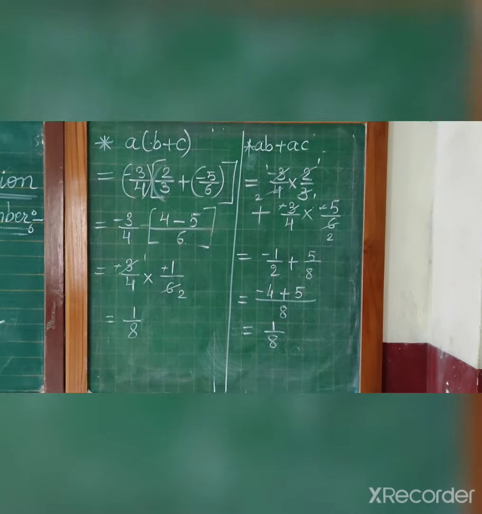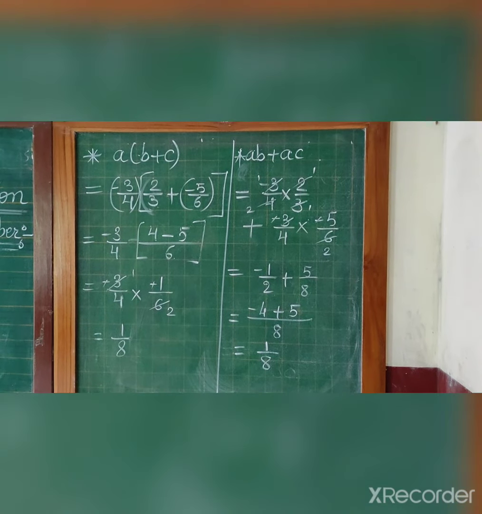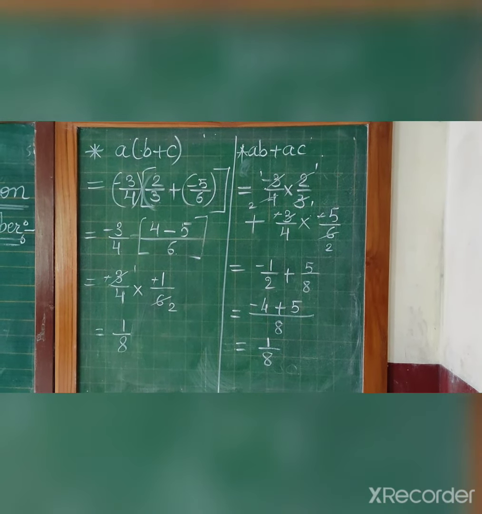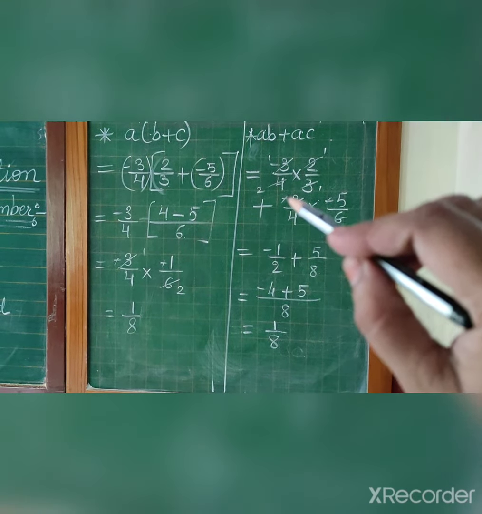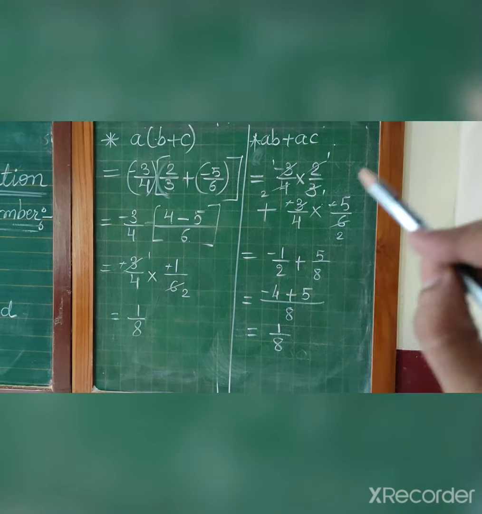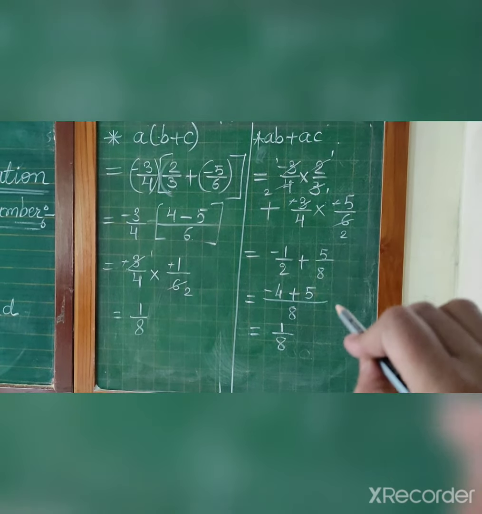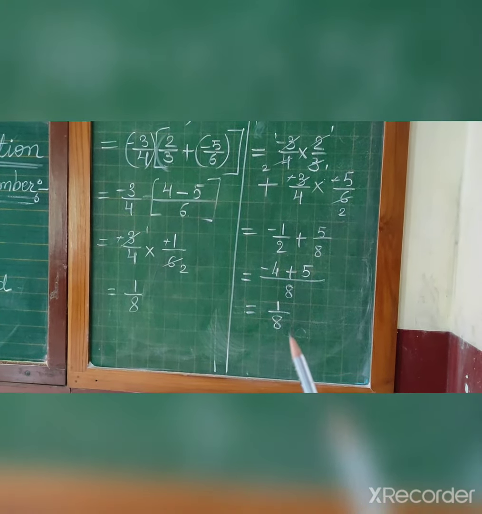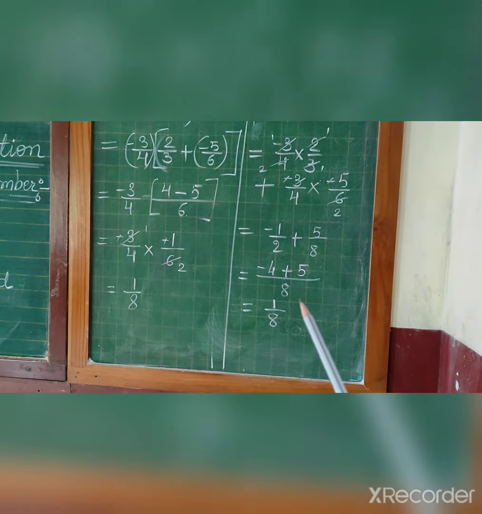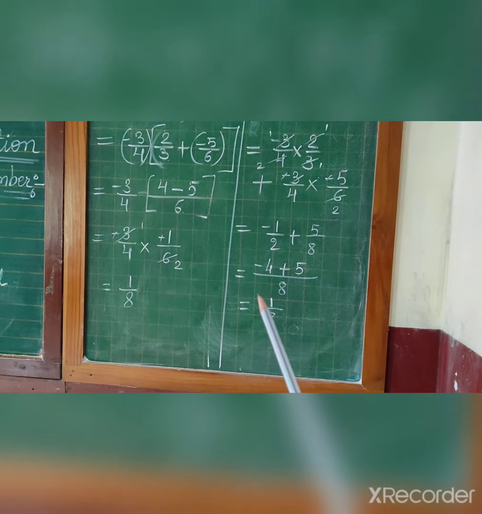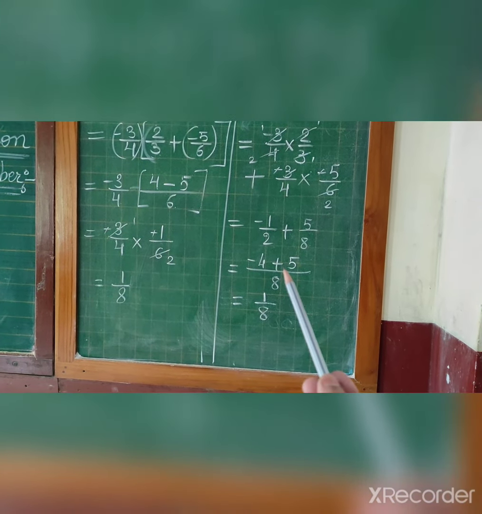Now RHS, ab plus ac. So a into b, minus 3 upon 4 into 2 upon 3, plus minus 3 upon 4 into minus 5 upon 6. This 3 cancels by this 3 1 time and 2 ones are 2, 2 twos are 4. So answer is minus 1 upon 2 plus 3 twos are 6, minus minus plus, 5 upon 4 twos are 8. Now LCM will be 8. 8 divided by 2 is 4 times, 4 ones are 4. So minus 4 plus 8 ones are 8, 5 ones are 5. Minus 4 plus 5 is 1. 1 upon 8, because greater number is having positive sign.